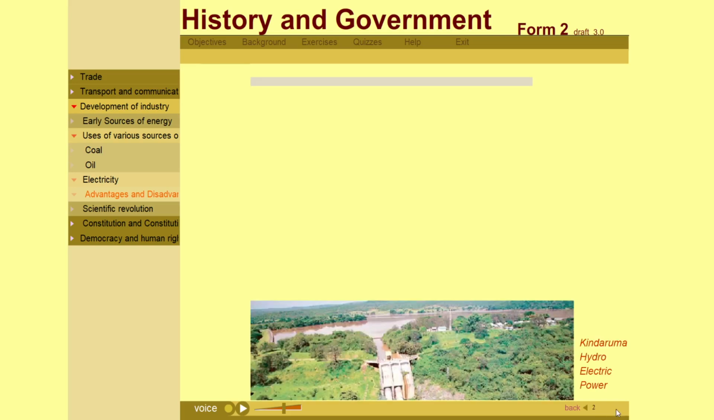Some disadvantages of electricity as a source of energy include it can be dangerous to property and human beings if not properly handled. It is also expensive in terms of generation and distribution. Installation and maintenance of electricity requires specialized personnel.